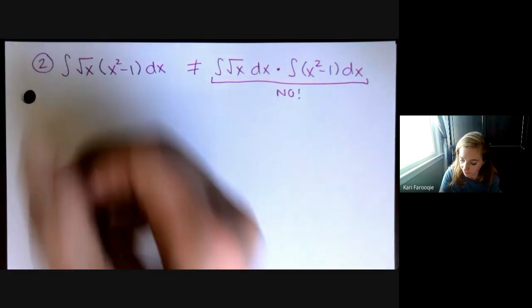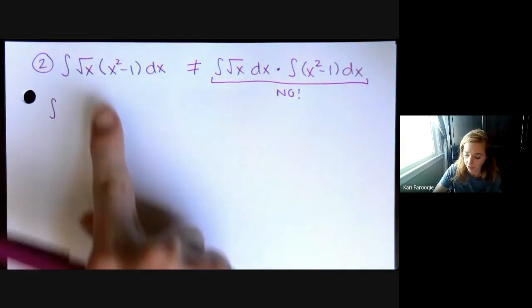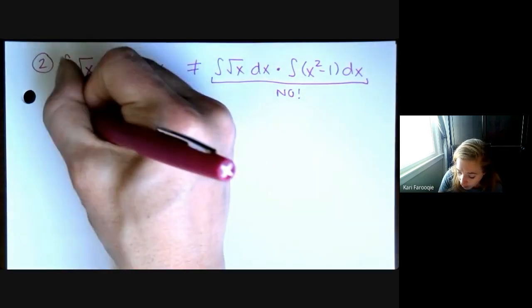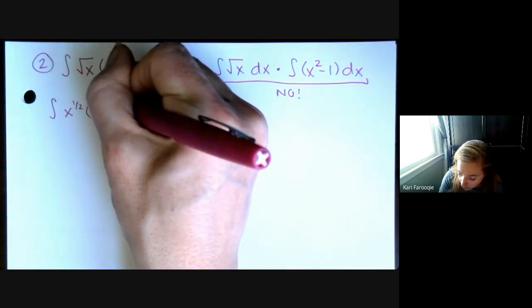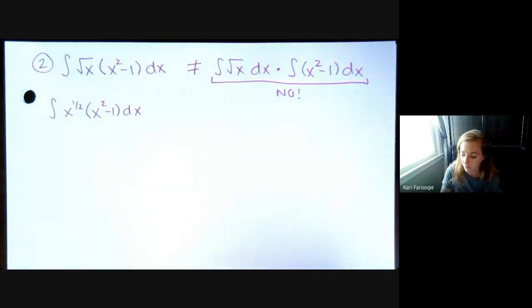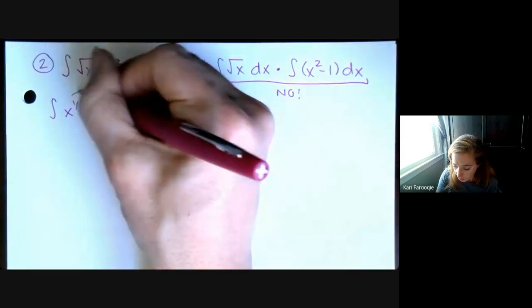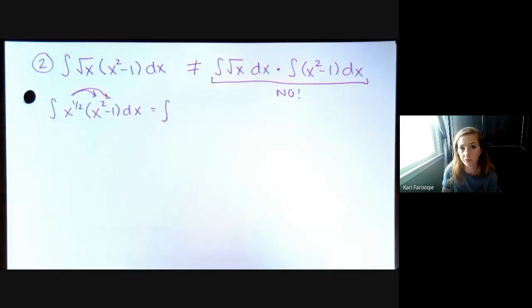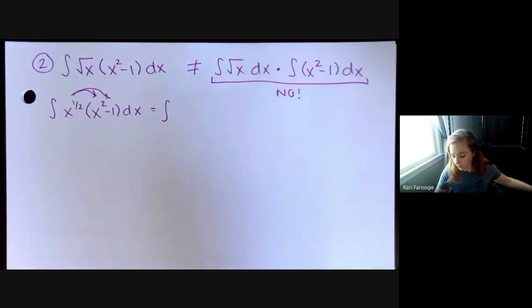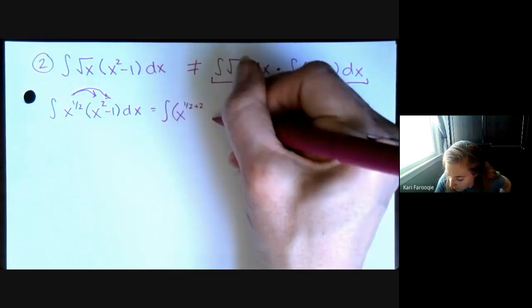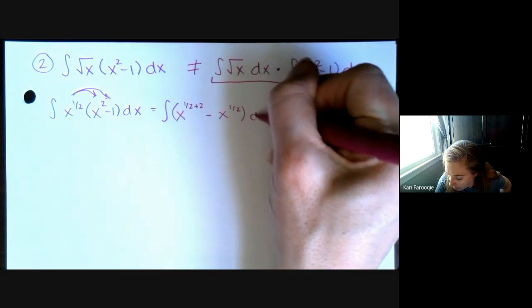Simplify it first. When I do that, I know that the square root of x is x to the half. If you would like, write it as x to the half if you find that to be easier. And then to rewrite your integral, remember that you're going to have to distribute here. I'm going to multiply x to the 1/2 into each of these terms. When I multiply with the same base, I add the exponent. So this is really going to be x to the 1/2 plus 2 minus x to the 1/2 dx.